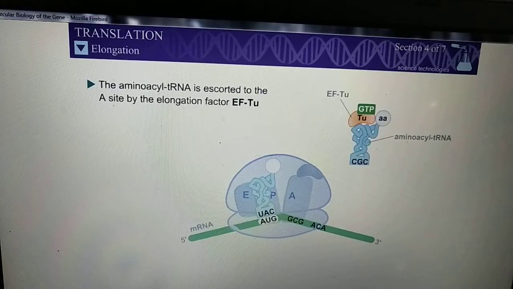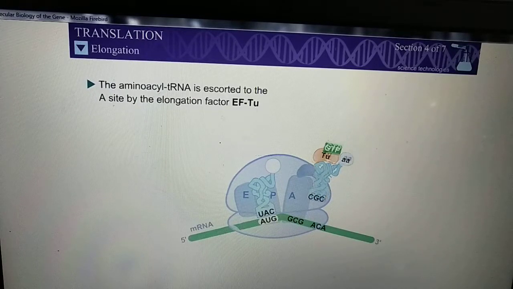First, a charged tRNA is bound by EF-Tu and is brought to the ribosome A site as an EF-Tu GTP aminoacyl-tRNA complex. The tRNA anticodon binds the mRNA codon, and EF-Tu hydrolyzes its GTP, and the resulting EF-Tu GDP is released from the tRNA.